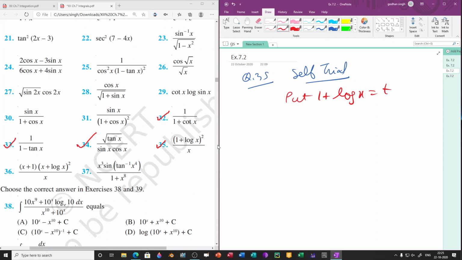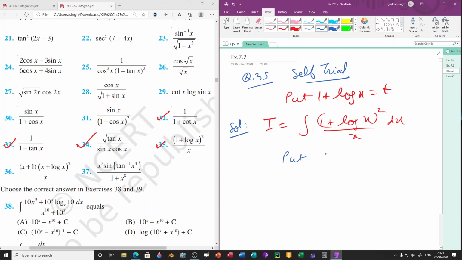So what we get is I equal to integration of t square dt, and that will be t cube by 3 plus c. So it will be a very simple integration. Let me show it to you. Here I equal to integration of 1 plus log x whole square over x dx. Now the solution will start from here. So this was the hint.